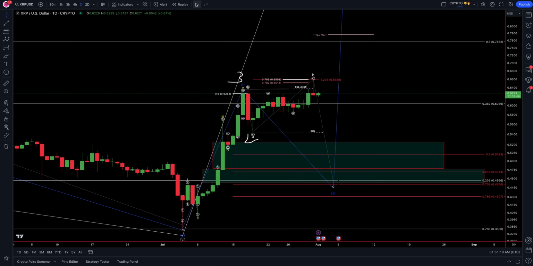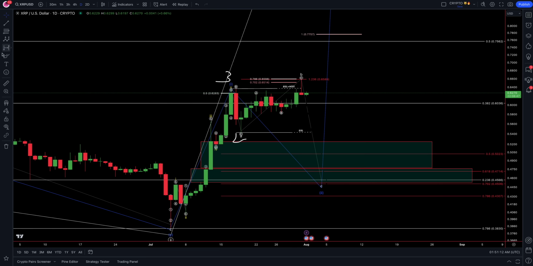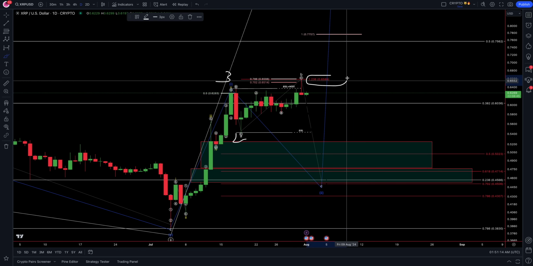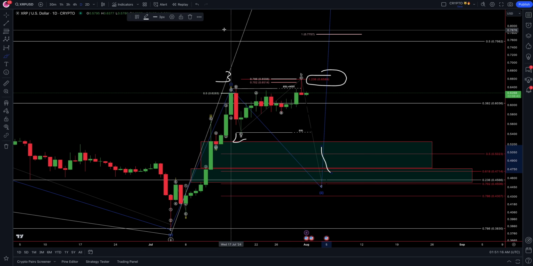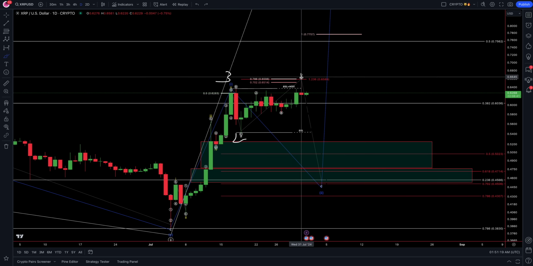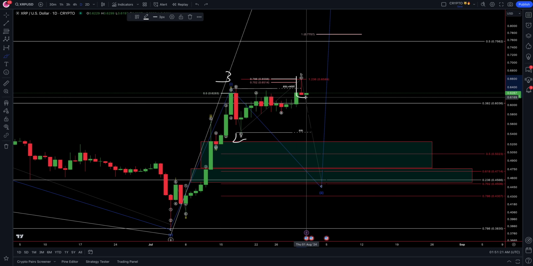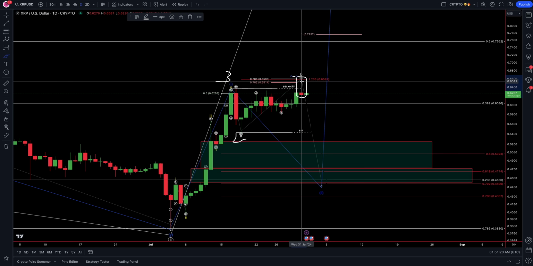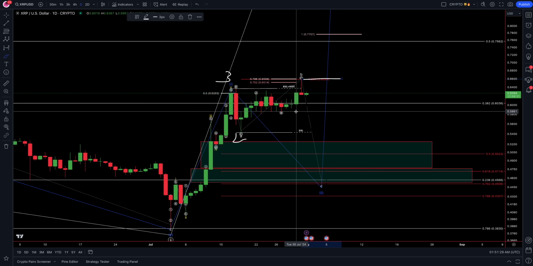However, if we're unable to get above 0.6589, then it's likely we'll come down now for a C wave. And this daily over here produced a bearish shooting star. You see this topping tail with this elongated wick to the upside? We must assume that's a local top until proven otherwise.